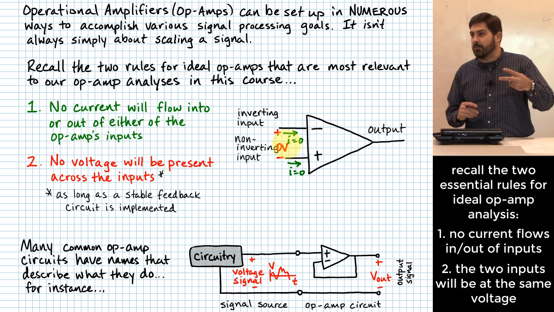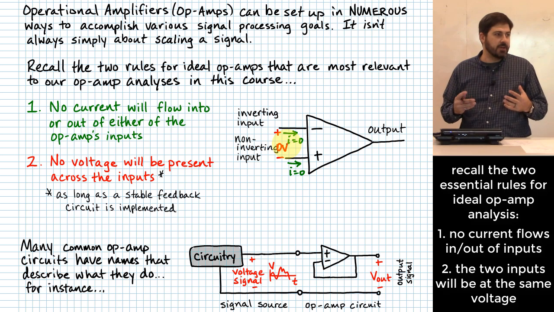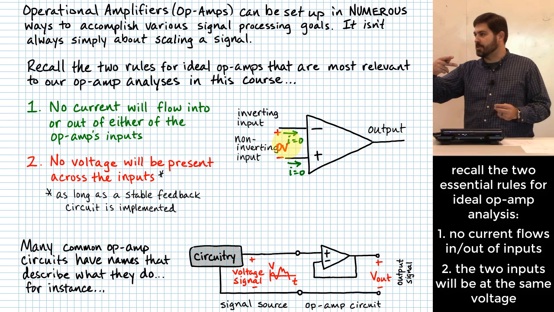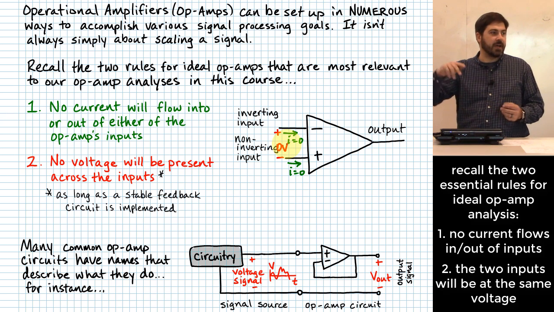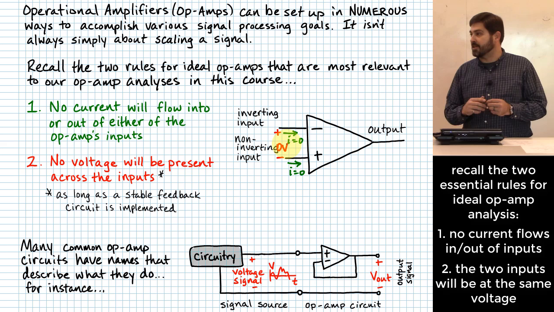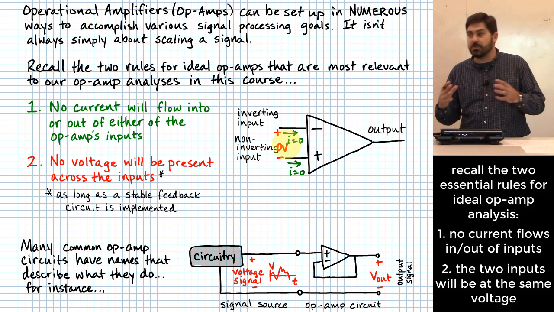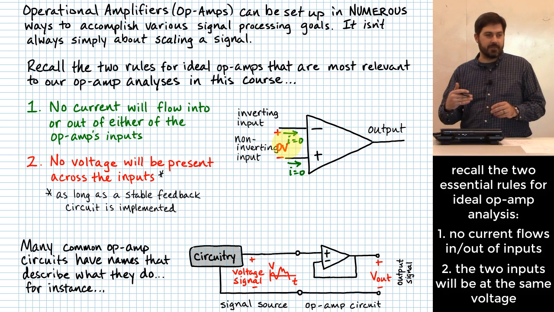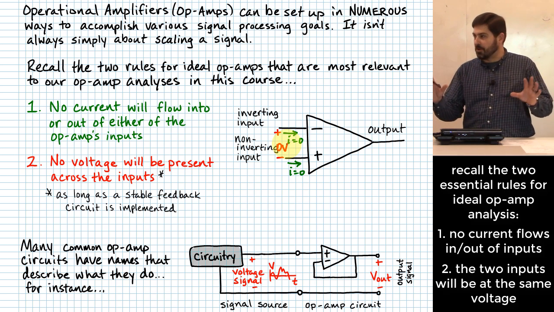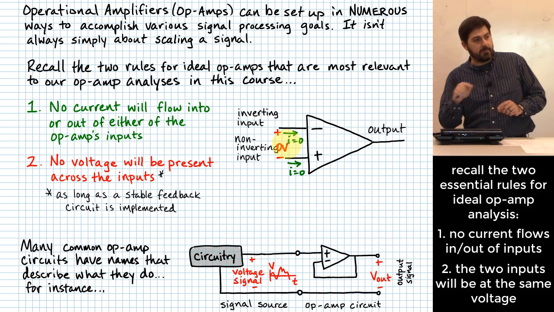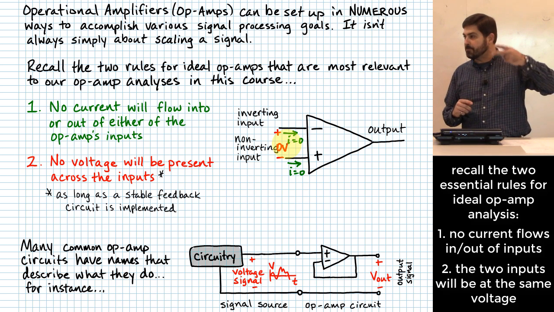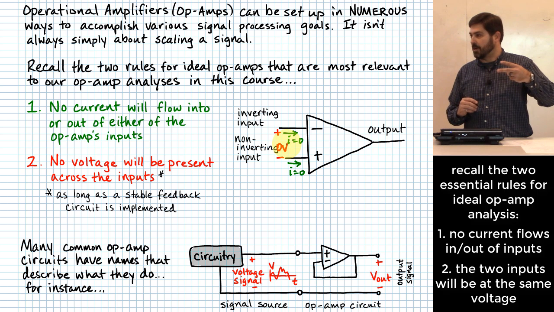The good news is I'm only going to give you op-amp circuits where it is already set up that way, so that it will tend to try to make those two inputs tend toward 0 volts. It's probably good for me to mention it is possible to set up op-amp circuits that don't do that, and in those cases you can't use these rules in order to analyze them. But almost all of the op-amp circuits that are out there are set up so that the feedback mechanism built into the circuit will tend to put those two terminals at the same voltage as one another.